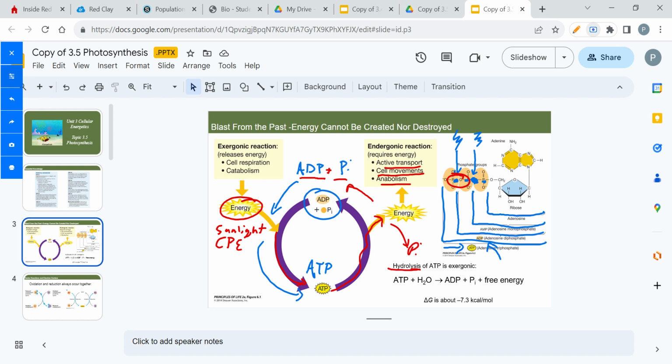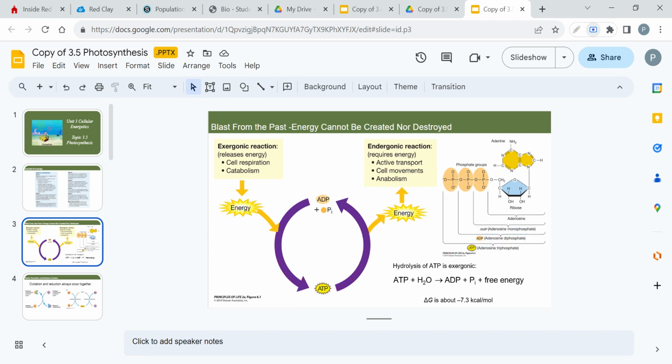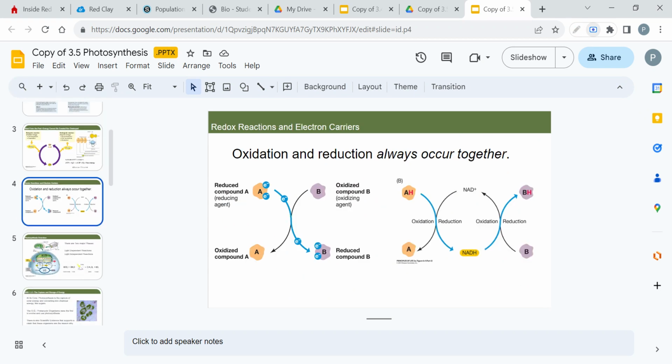And it's a hydrolysis reaction because we are breaking down the molecule. ATP and water will then get us ADP, phosphate, and free energy. That free energy is the energy that will drive these reactions. All right. If you have a good idea about how ATP works, you're going to be okay for the goal. Now, another thing we need to be familiar with is oxidation and reduction reactions.